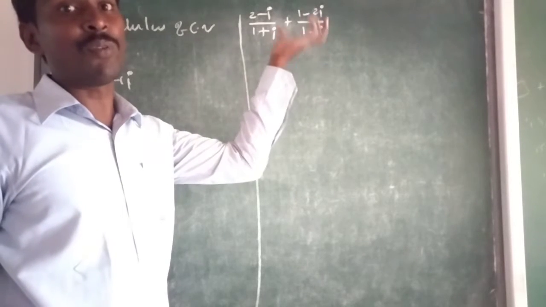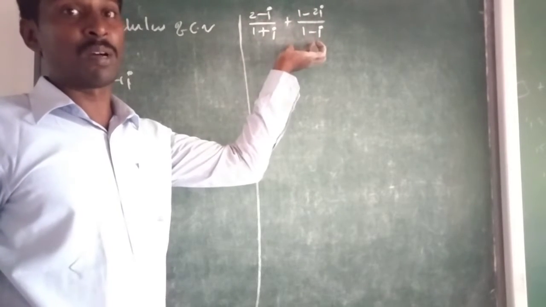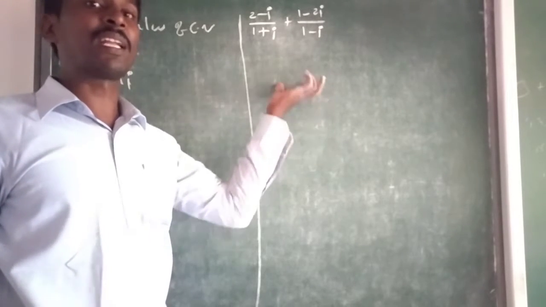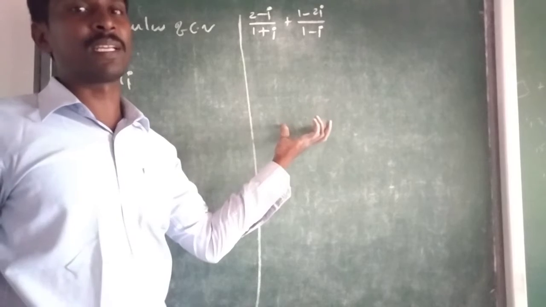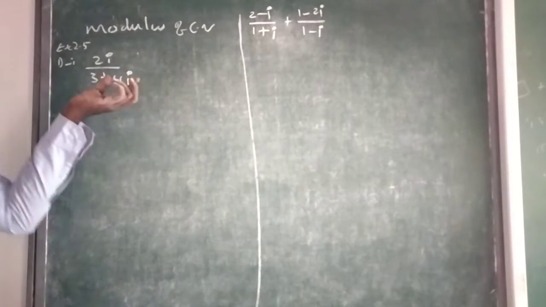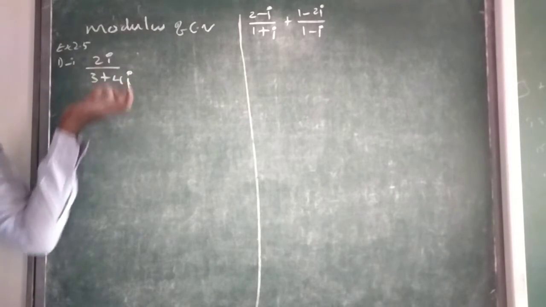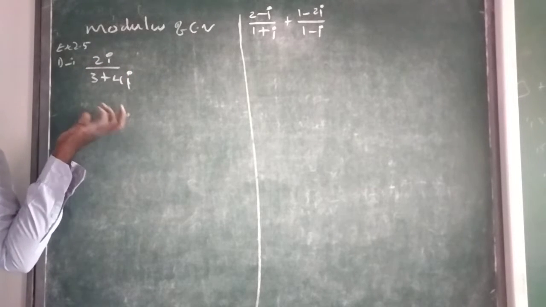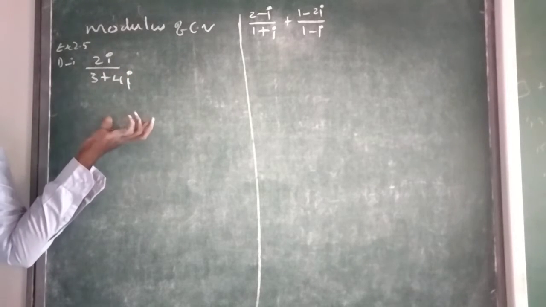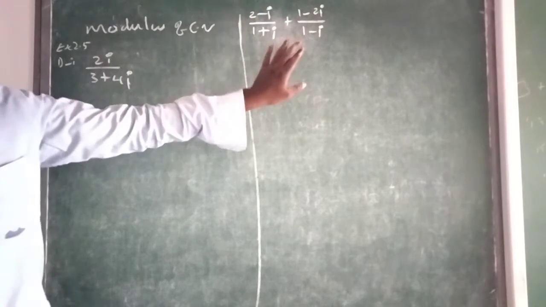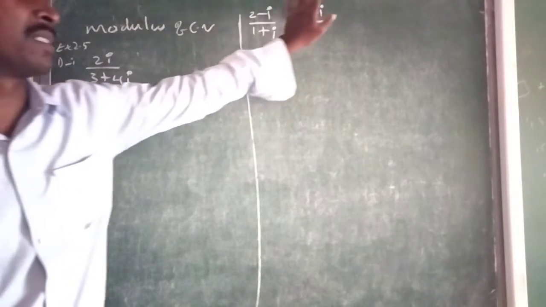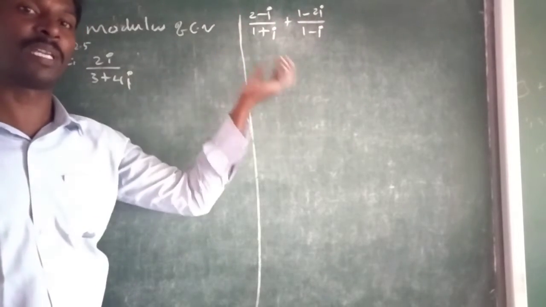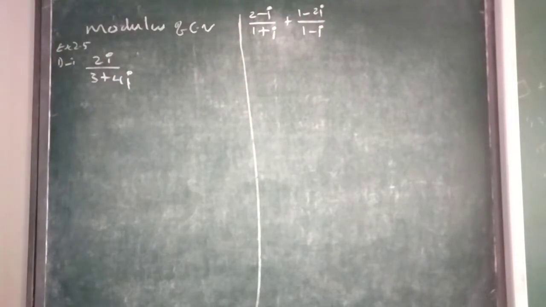So in this sum, you want to bring the sum of two complex numbers into the form of a single term. It may be numerator and denominator or rectangular form. Then we apply the modulus. In the first sum, we have a numerator and a denominator, and we can directly apply the modulus value for the numerator and denominator separately. But you are not able to substitute the modulus for the first term and second term separately. So bring the sum of two complex numbers into a single term, then apply the modulus.